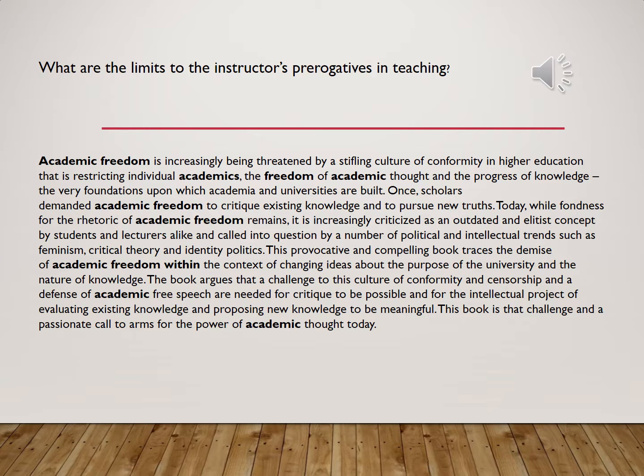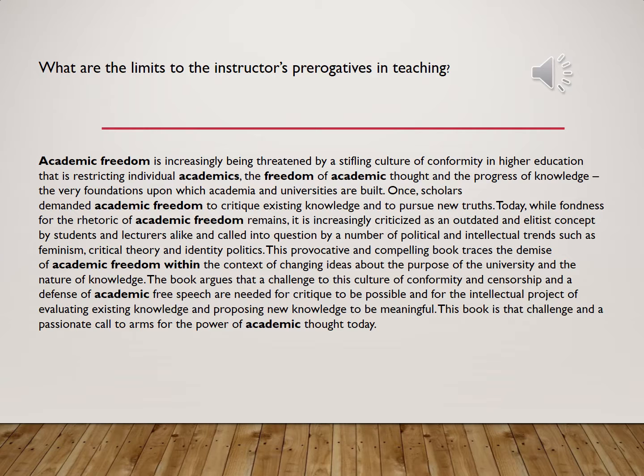Because adjunct professors are not included in the final analysis, there are certain limits to their instruction and their prerogatives in teaching. For example, they have not been through the strenuous criteria of competency and competency ratings to manage their structure in a classroom as a tenured professor. This is why it can be argued that academic freedom is increasingly being threatened by a stifling culture of conformity in higher education, and they are restricting academics.